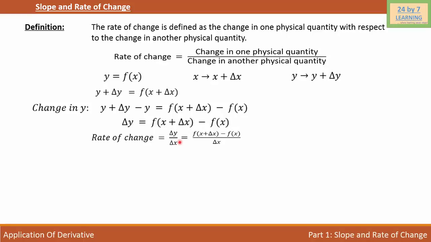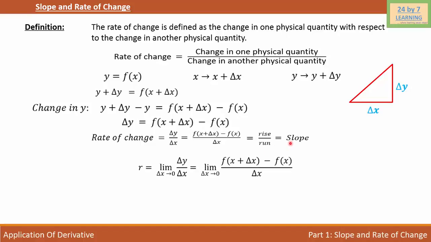As you can see, this is the change in y over change in x. So let's try to understand graphically. So this is my right triangle, and delta y, which is the change in y, and delta x, which is the change in x. So basically, the change in y is my rise and the change in x is run. So if you remember the definition of the slope of a line, which is basically rise over run, and that is equal to the slope. So we can definitely say that rate of change is equal to delta y over delta x, which is also equal to the slope.